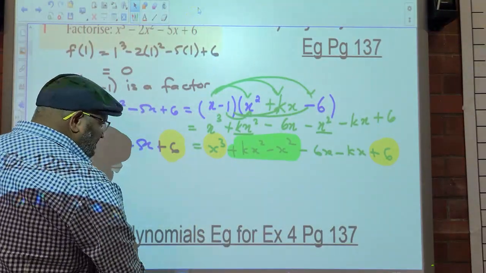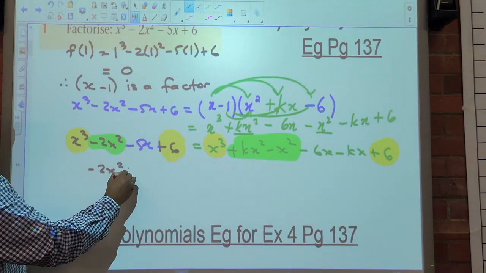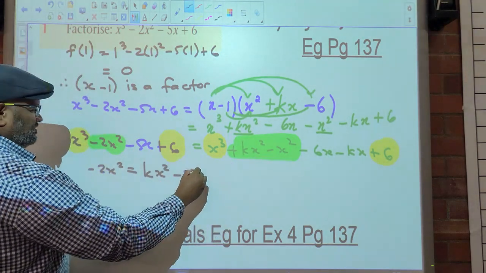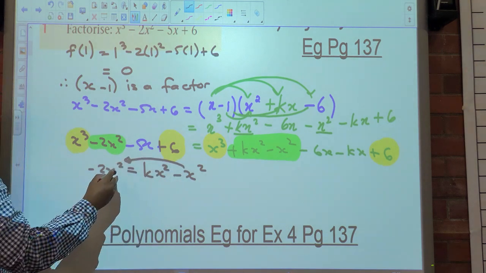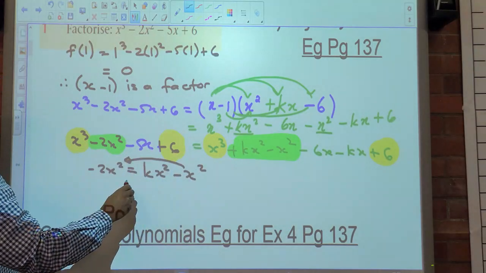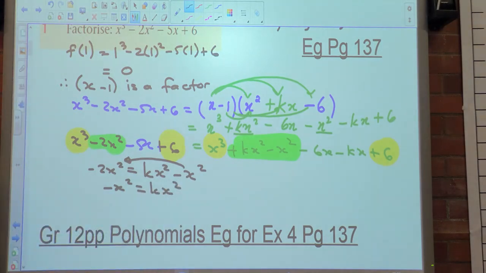So with that in mind, what do we notice here? Negative 2x squared is actually equal to kx squared minus x squared. Not so. So what do we do? Equate, solve, okay? Take it over the equal sign. So it becomes negative 2x squared plus x squared gives you negative x squared equals kx squared. So what is k? Negative 1, not so.